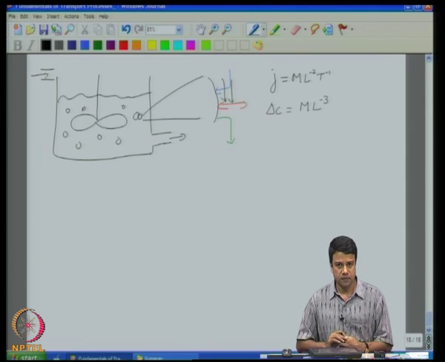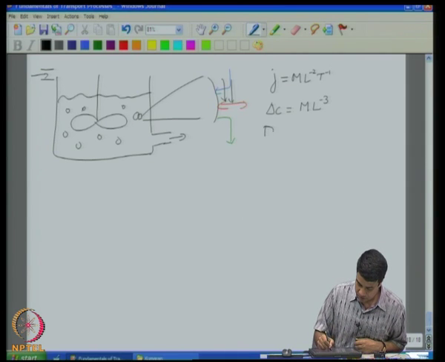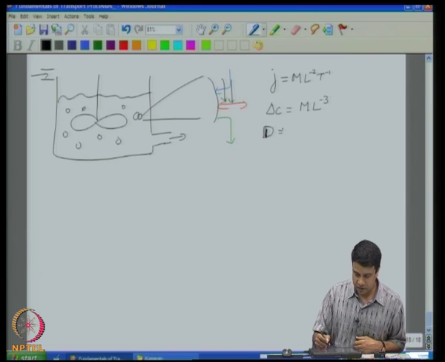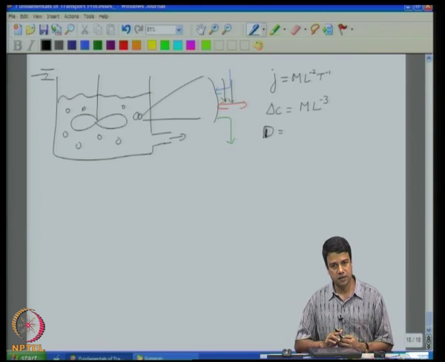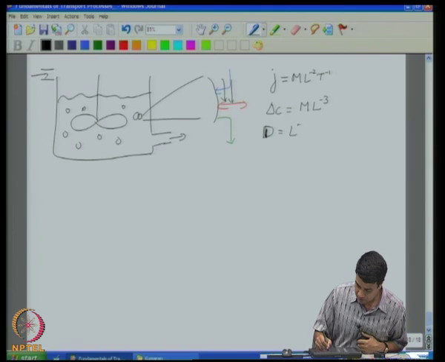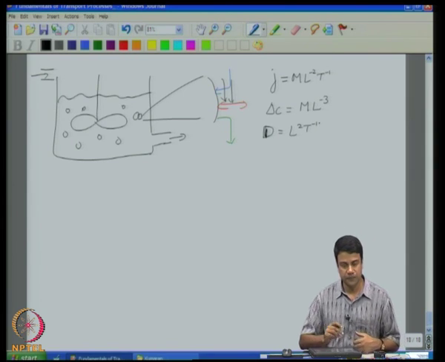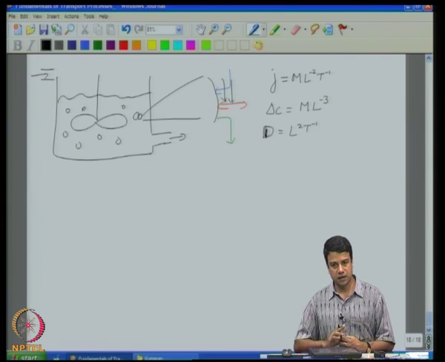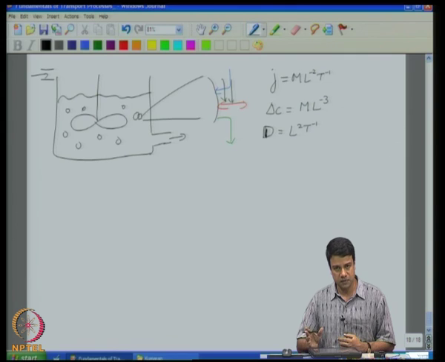And in all mass transfer problems, ultimately the rate of transport is going to depend upon the diffusion coefficient. Last class we had derived the diffusion coefficient from the flux and the concentration difference, and the diffusion coefficient has dimensions of L squared T inverse. If you recall, we said that the rate of transport of mass per unit area per unit time is equal to a coefficient times the concentration, mass per unit volume.